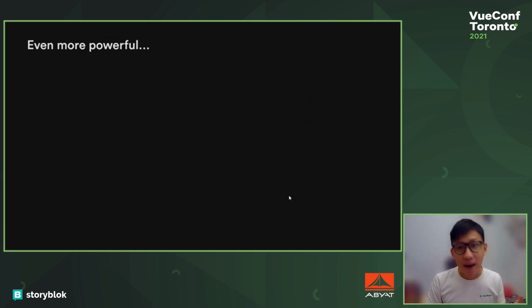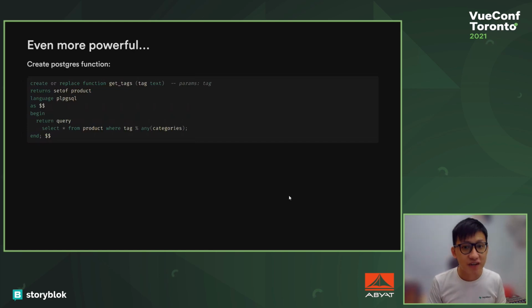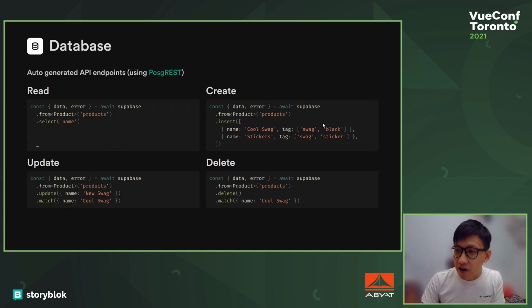All right, even more powerful. Supabase utilizes the awesomeness of Postgres functions. Right now, they do not have their own Supabase functions yet, but you can already create a function inside Postgres. Let's see an example. Remember just now I have an array of tags here for these products. I have swag, I have blacks. So what if I want to retrieve all the products that have a swag entry inside?